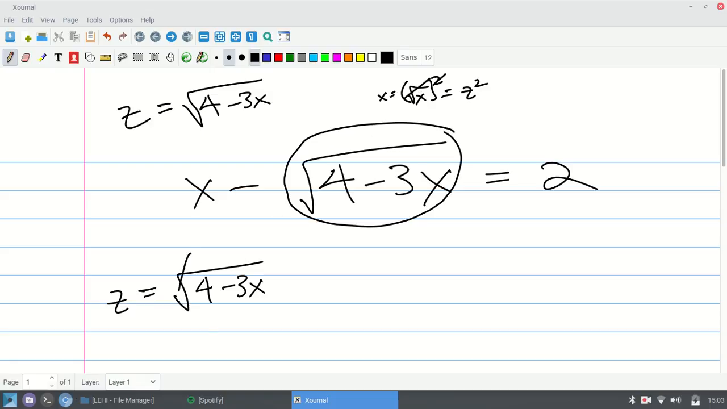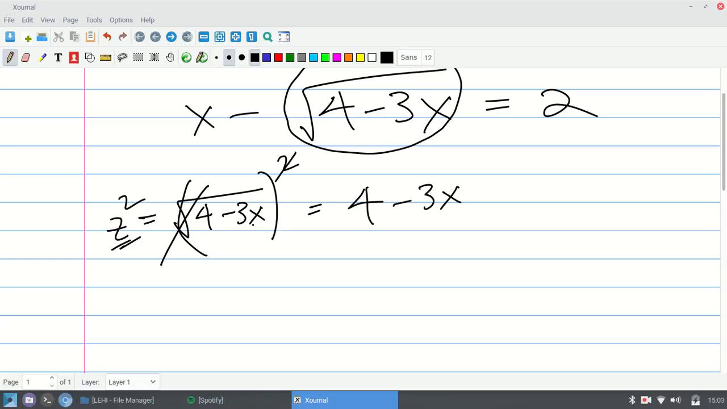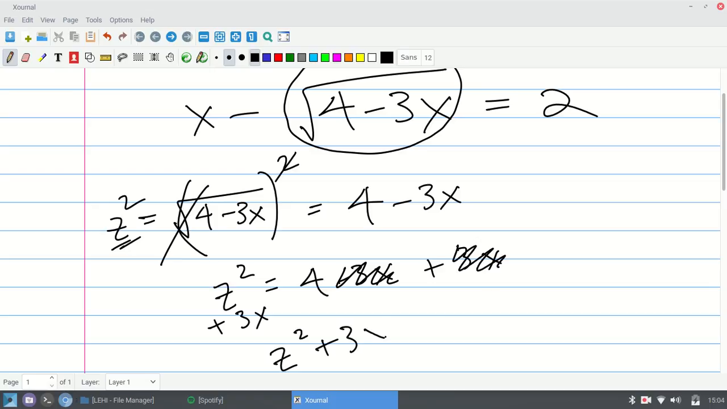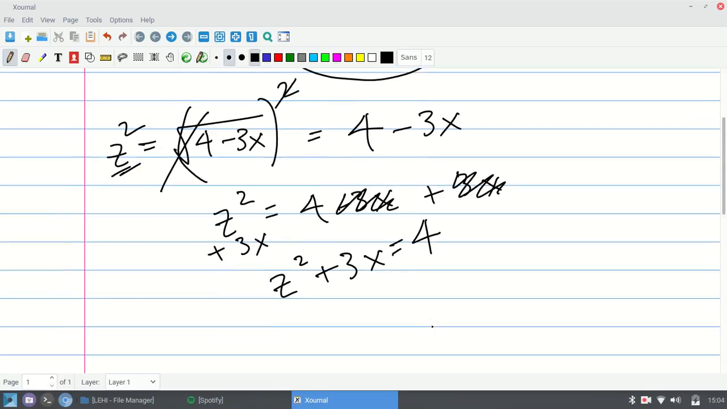I do the same thing. I square both sides. Now the square gets rid of the square root, so I end up getting 4 minus 3x equals z squared. Great. Now all I have to do is solve for x. So z squared equals 4 minus 3x. Add 3x to both sides. That will kill this, so I end up getting z squared plus 3x equals 4.